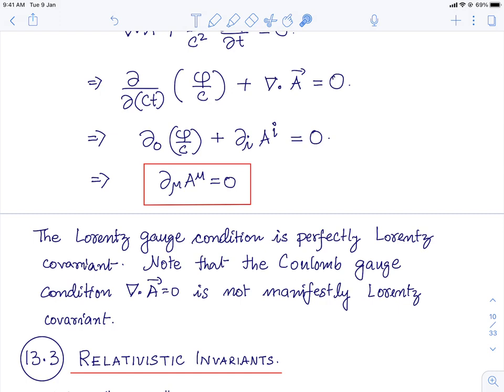But the Lorentz gauge condition is respected, it is covariant. Therefore, if you want to see manifest Lorentz invariance, or manifest relativistic covariance, then it is better to choose the Lorentz gauge rather than the Coulomb gauge. This is a very canonical choice, which makes the symmetries manifest even in the solutions for the potentials. That is why the Lorentz gauge is chosen, because it is covariant.